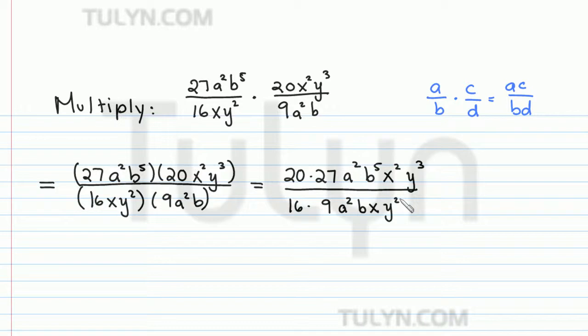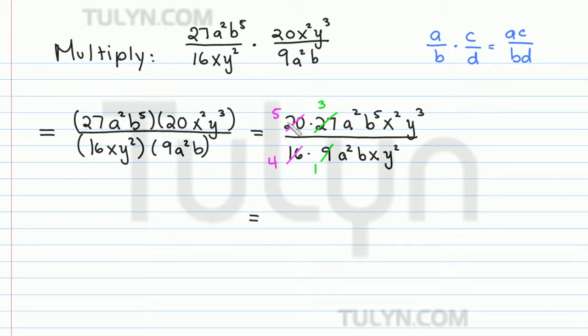So now we're in a position where we can try to reduce. Notice that 20 and 16 both have a factor of 4. So if we reduce by 4, the 20 is going to reduce down to 5 and the 16 is going to reduce down to 4. And similarly, with 27 and 9, if we reduce by 9, 27 is going to reduce down to 3, and 9 is just going to reduce down to 1.